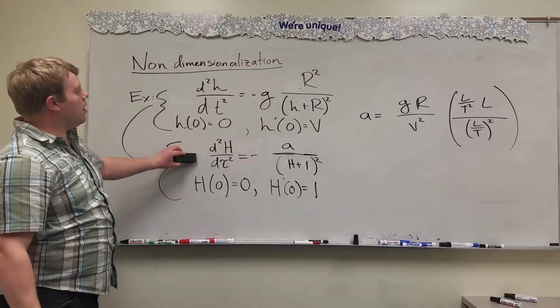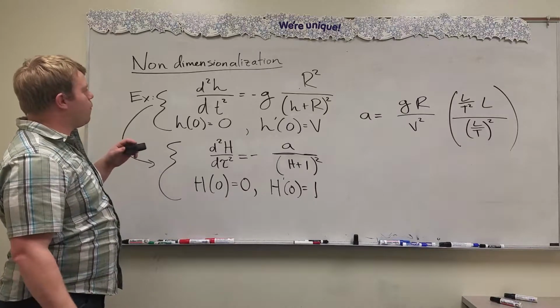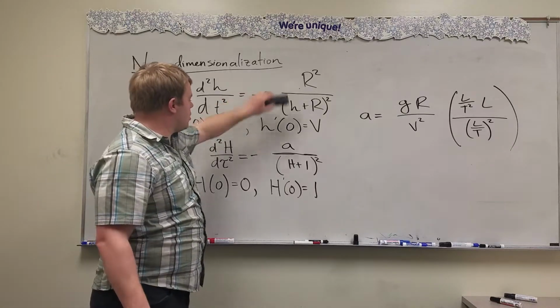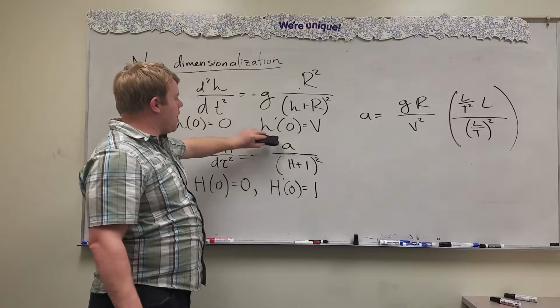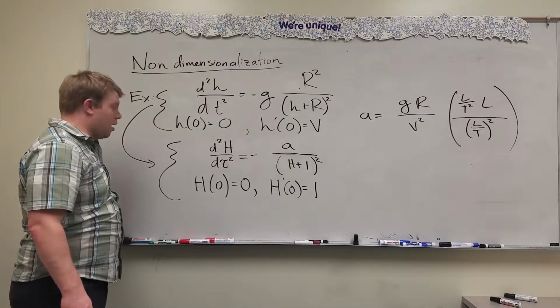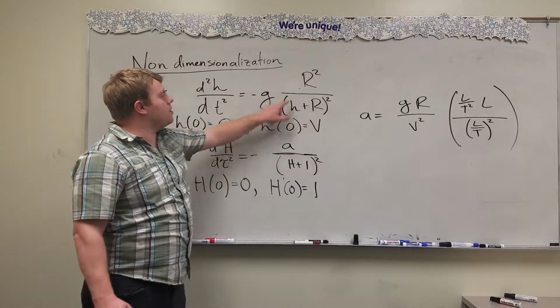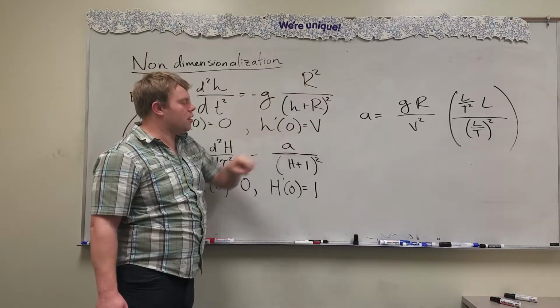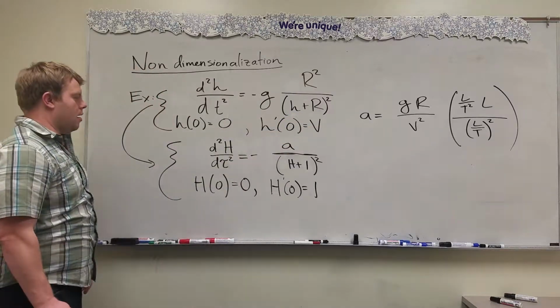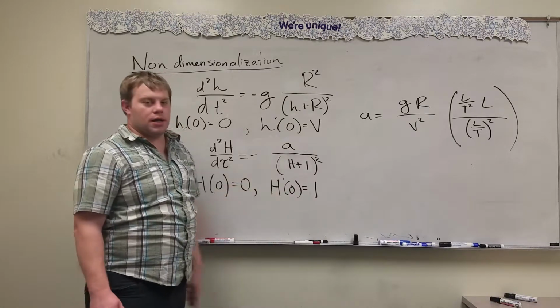And look, it's just simpler, right? I mean, before we had G's and R's running around. Now we only have an A as a constant in this problem, and we only have it in one spot as opposed to having like an R squared up here and an R down there, and plus our initial condition became this really nice 1.